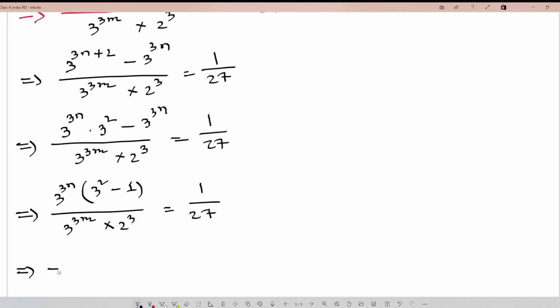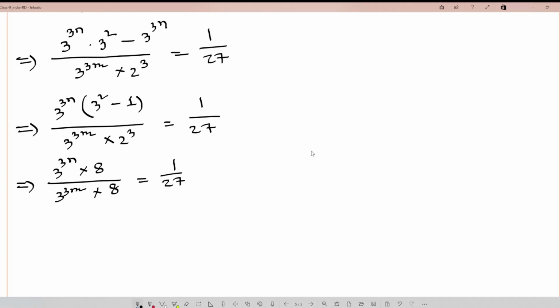Again, here is 3 to the power 3n into 3 square minus 1, that is 9 minus 1, which means 8. And here is 3 to the power 3m times 2 to the power 3, which means 8, equals 1 by 27. So this 8 we can cancel. So here is 3 to the power 3n and 3 to the power 3m, equals 1 divided by 27.